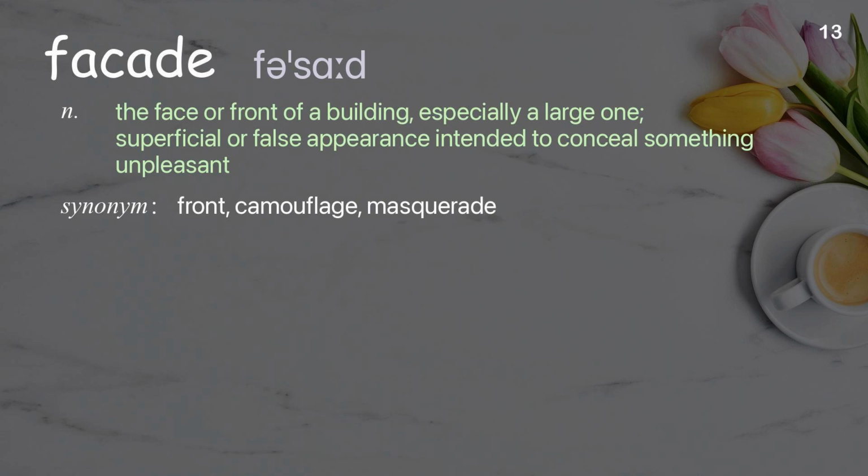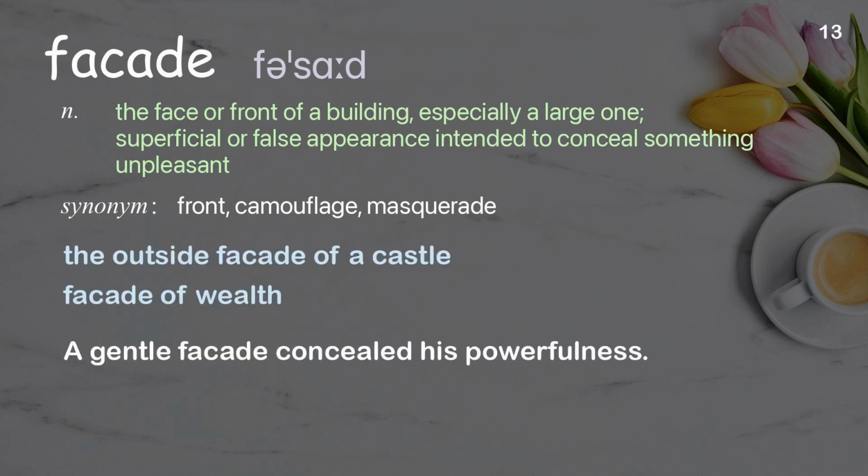Facade: the face or front of a building, especially a large one, superficial or false appearance intended to conceal something unpleasant. Examples: The outside facade of a castle. Facade of wealth. A gentle facade concealed his powerfulness.